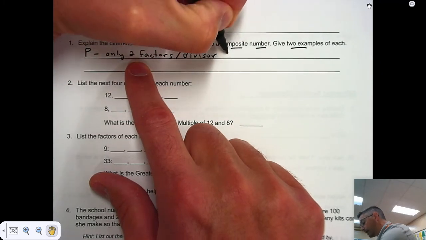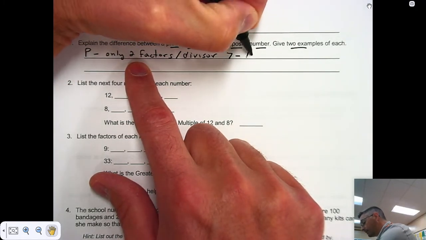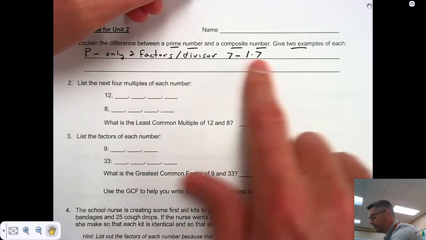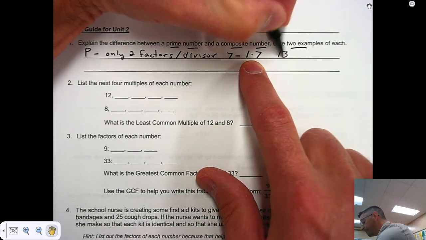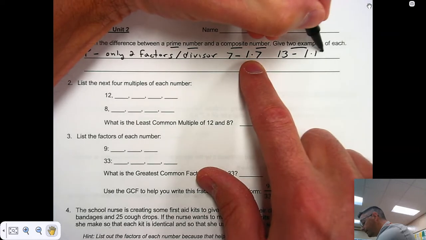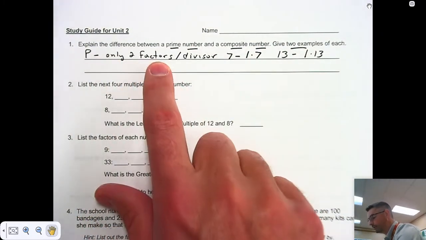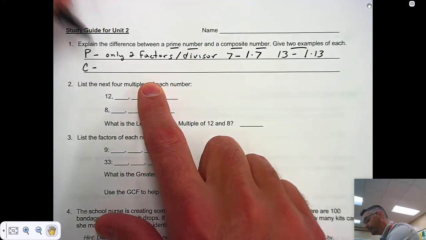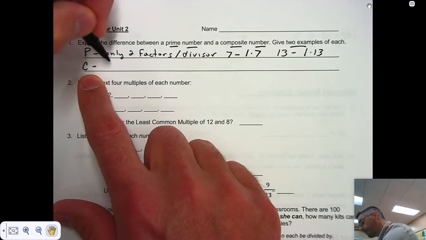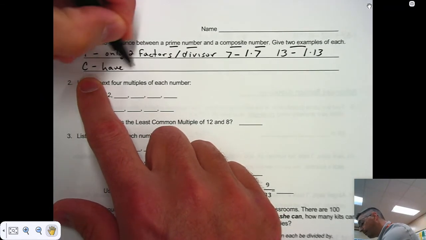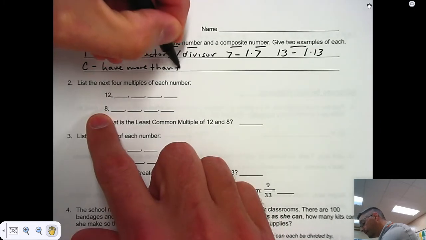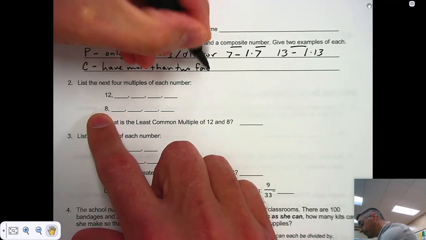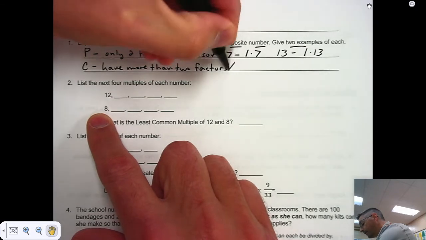So an example of that could be 7. The ways to make 7, or numbers that can divide 7 equally, are 1 and 7. 13, 1 and 13. So prime numbers have only two factors. Composite numbers, I'll just write C, have more than two factors or divisors.